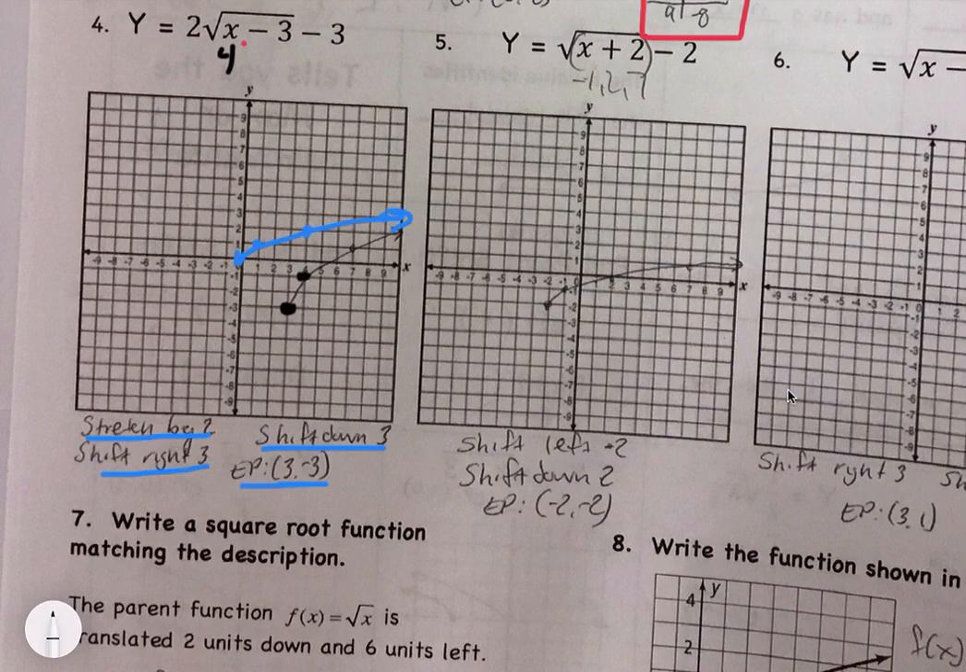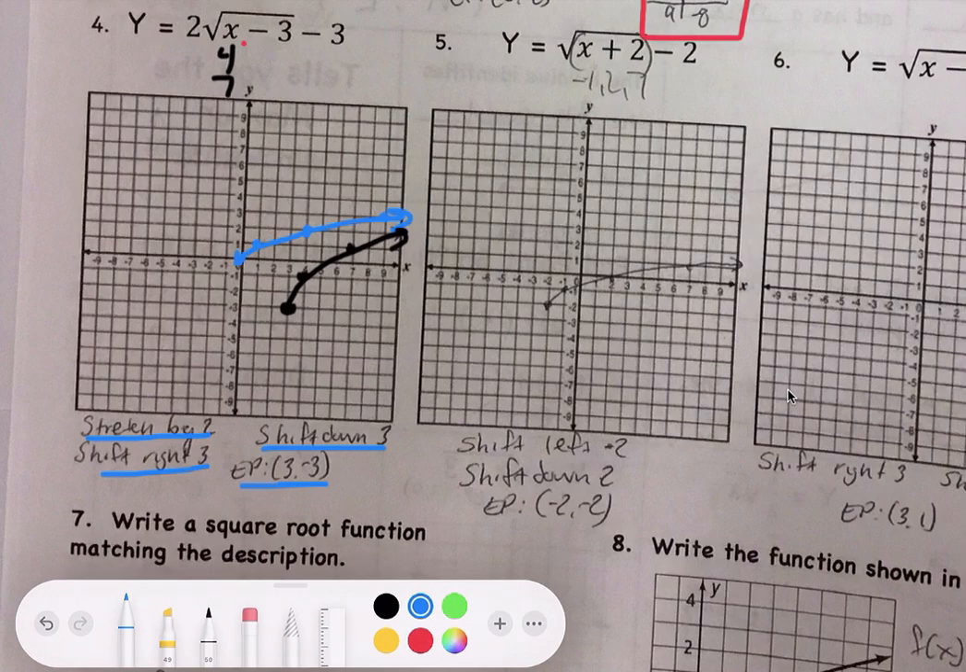Then I chose 7 as the next point after that, because I know what 7 minus 3 is. That's 4. The square root of 4 is 2. 2 times 2 is 4, minus 3, which is 1. And that's the last one that fits inside the graph we have. So hopefully that makes sense.